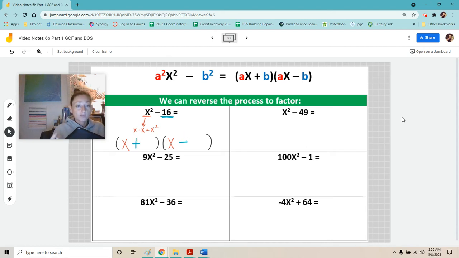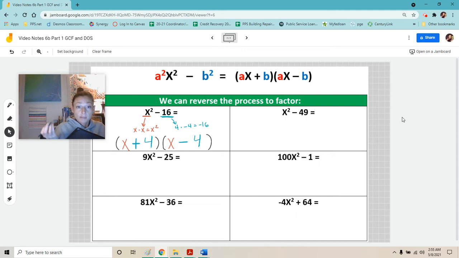What times itself would make 16? 4 times 4 makes 16. So it would be 4 times negative 4 makes negative 16. 4 and negative 4, just like that. So you're just really going through and finding the square roots of both parts. As long as it's in this pattern where there's no middle term, it's just an x squared and then a last term there, it's always going to work out like this, which is very convenient.